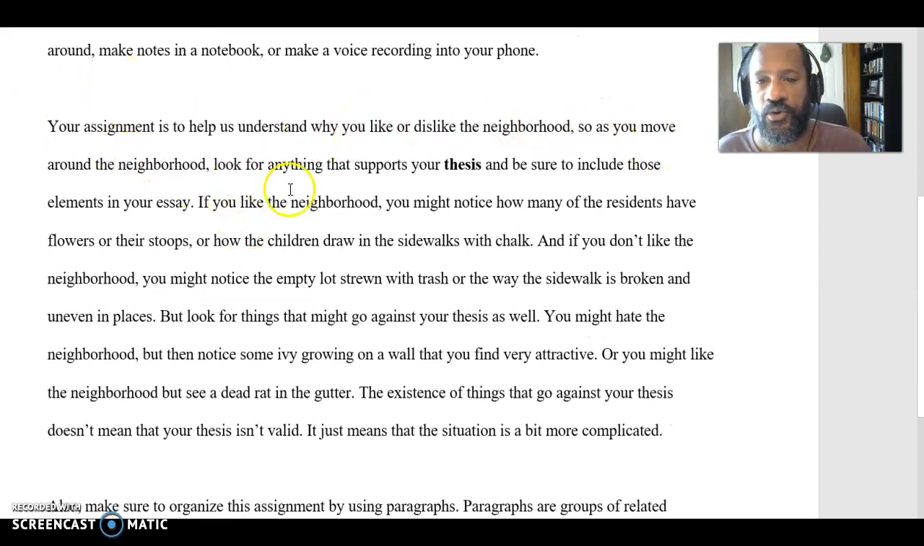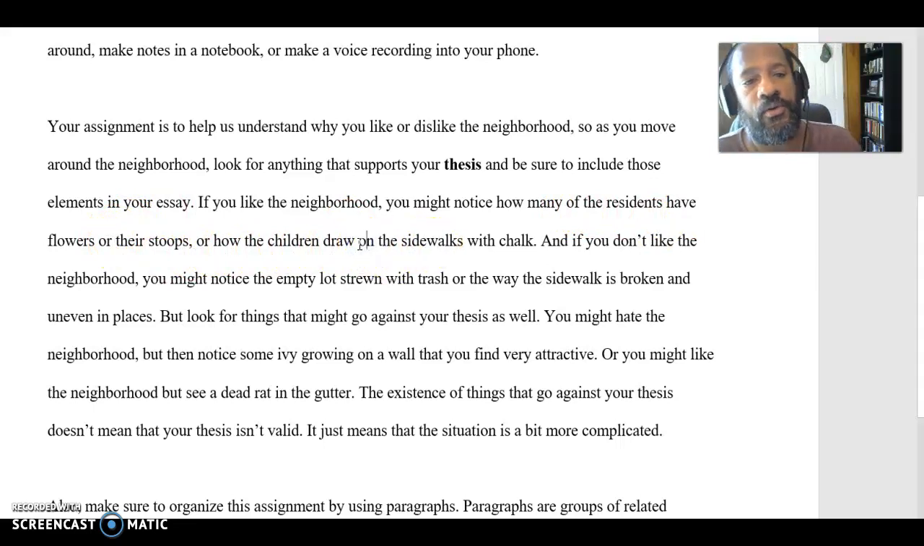As you move around the neighborhood, look for anything that supports your thesis and be sure to include those elements in your essay. If you like the neighborhood, you might notice how many of the residents have flowers on the stoops or how the children draw on the sidewalks with chalk. And if you don't like the neighborhood, you might notice the empty lawn strewn with trash or the way the sidewalk is broken and uneven in places. If you're going to tell us, I like my neighborhood because, then you're going to find some evidence that supports that. So go through and provide that evidence. You're not just seeing everything. You're saying, here are the things that support how I feel about the neighborhood.